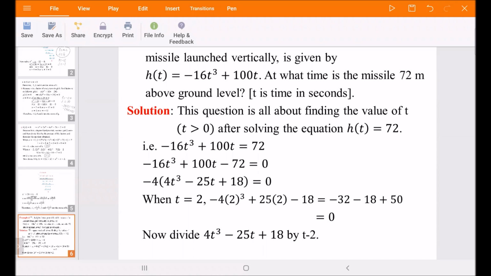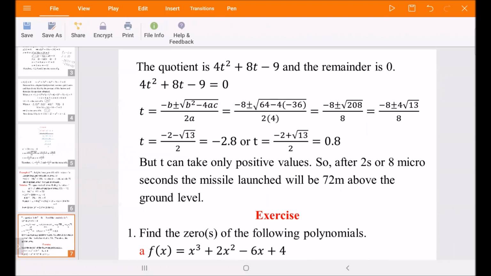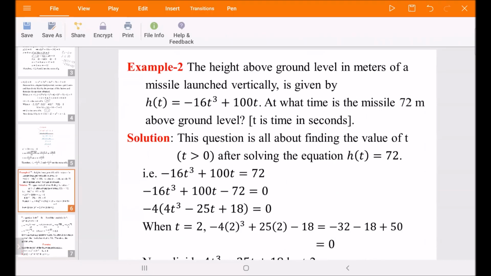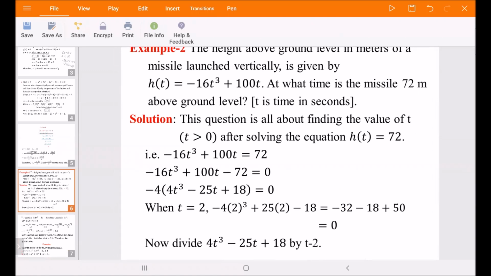Now, because this is a degree 3 polynomial, all that matters is finding a zero of this polynomial. We convert it into a factor, then we divide 4t cubed minus 25t plus 18 by t minus 2, then we solve the quotient. In this case, I am not going to go into the details of how you can divide this by t minus 2. Rather, I will simply tell you the quotient.